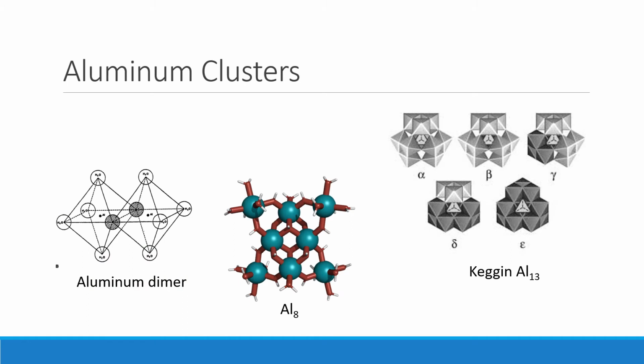Aluminum clusters are molecules that can form in slightly acidic conditions that vary in size and shape. A few examples are shown here: the aluminum dimer with just 2 aluminum atoms, the aluminum 8 with 8 aluminum atoms shown in teal, and the Keggin aluminum 13, which contains 13 aluminum atoms.